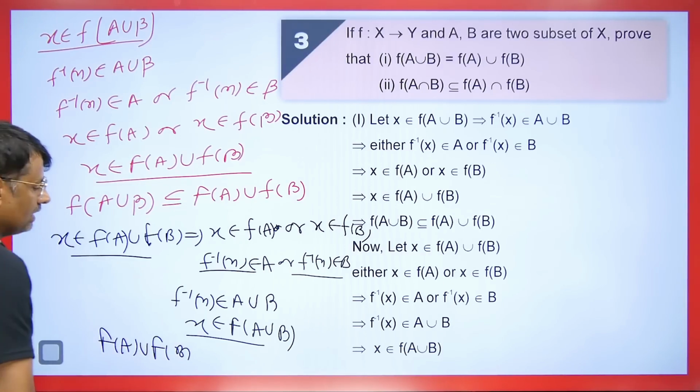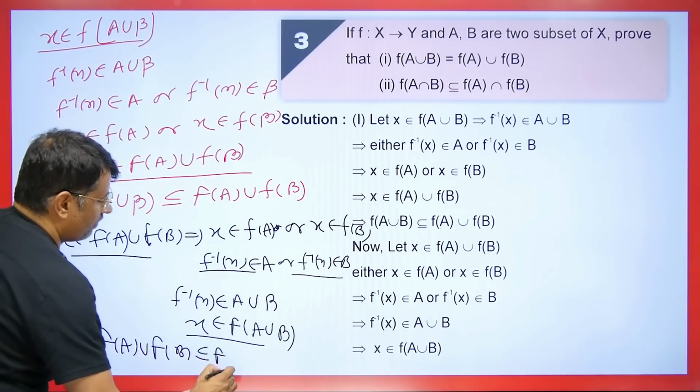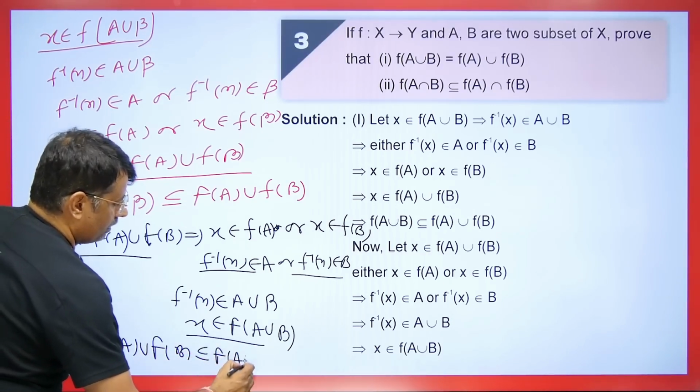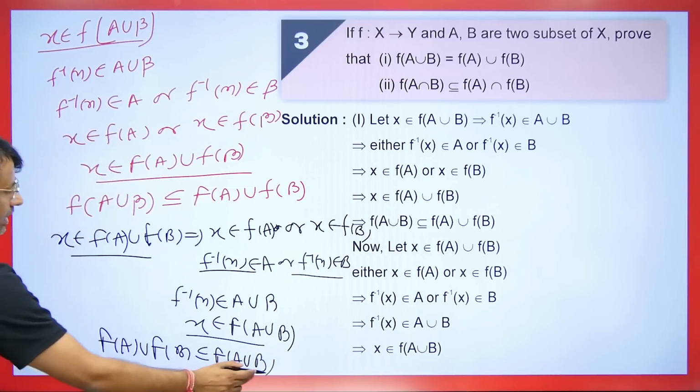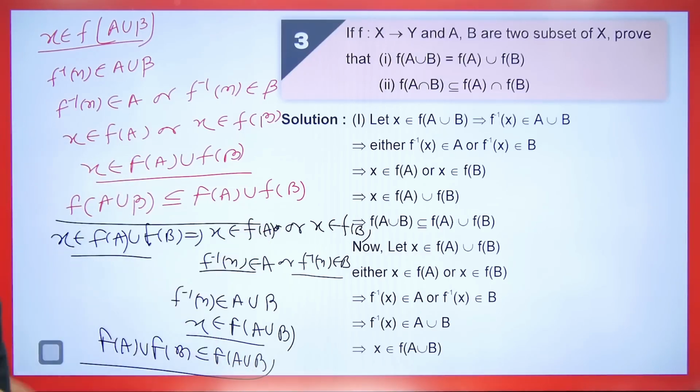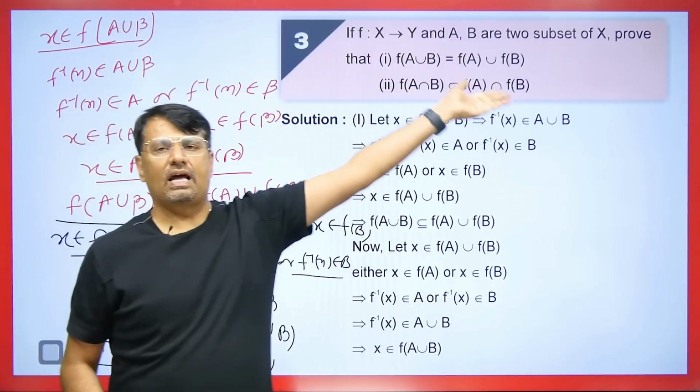So is this right? So now here this means that we have f(A) ∪ f(B) as a subset. Isn't it so? This is a subset of this and this is a subset of this. It means that both of these are equal to each other.